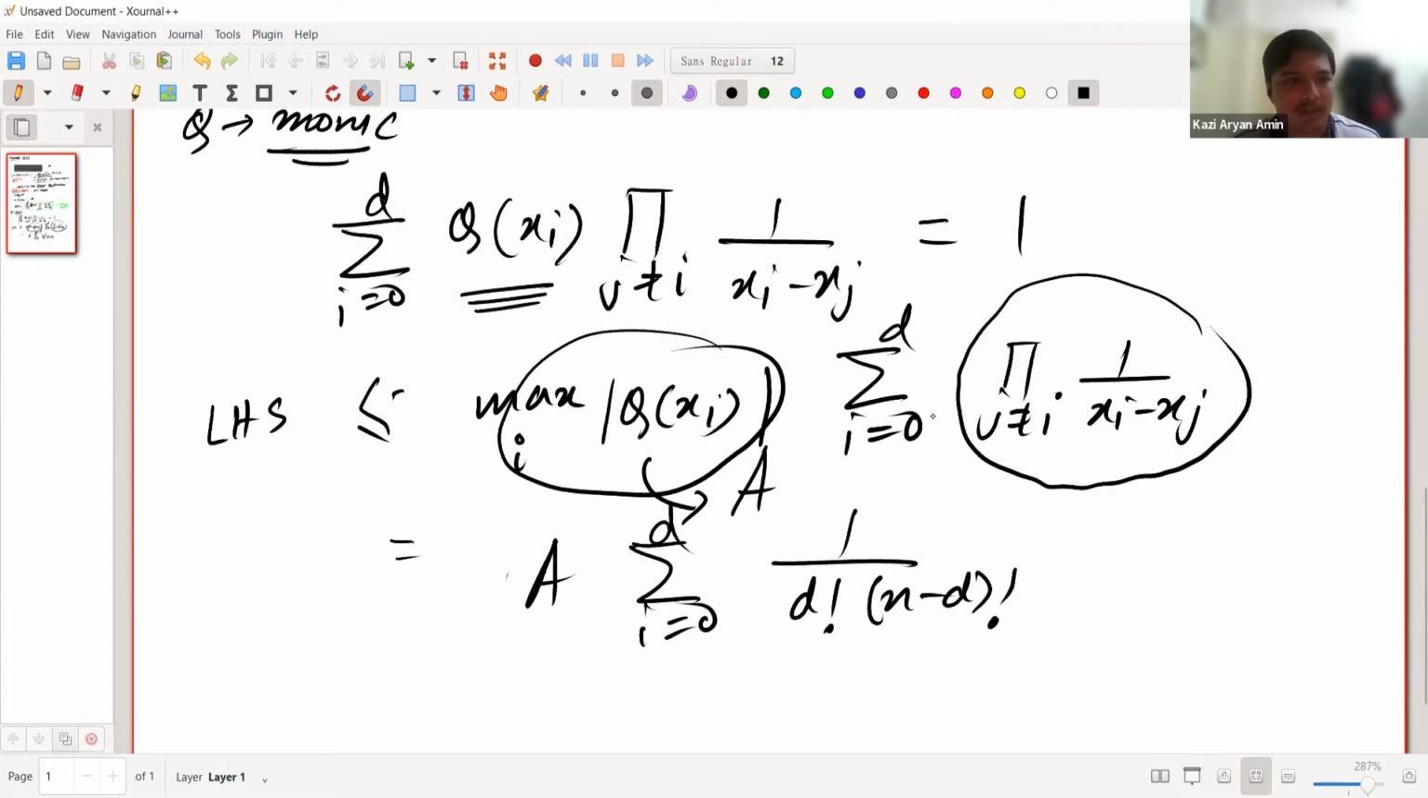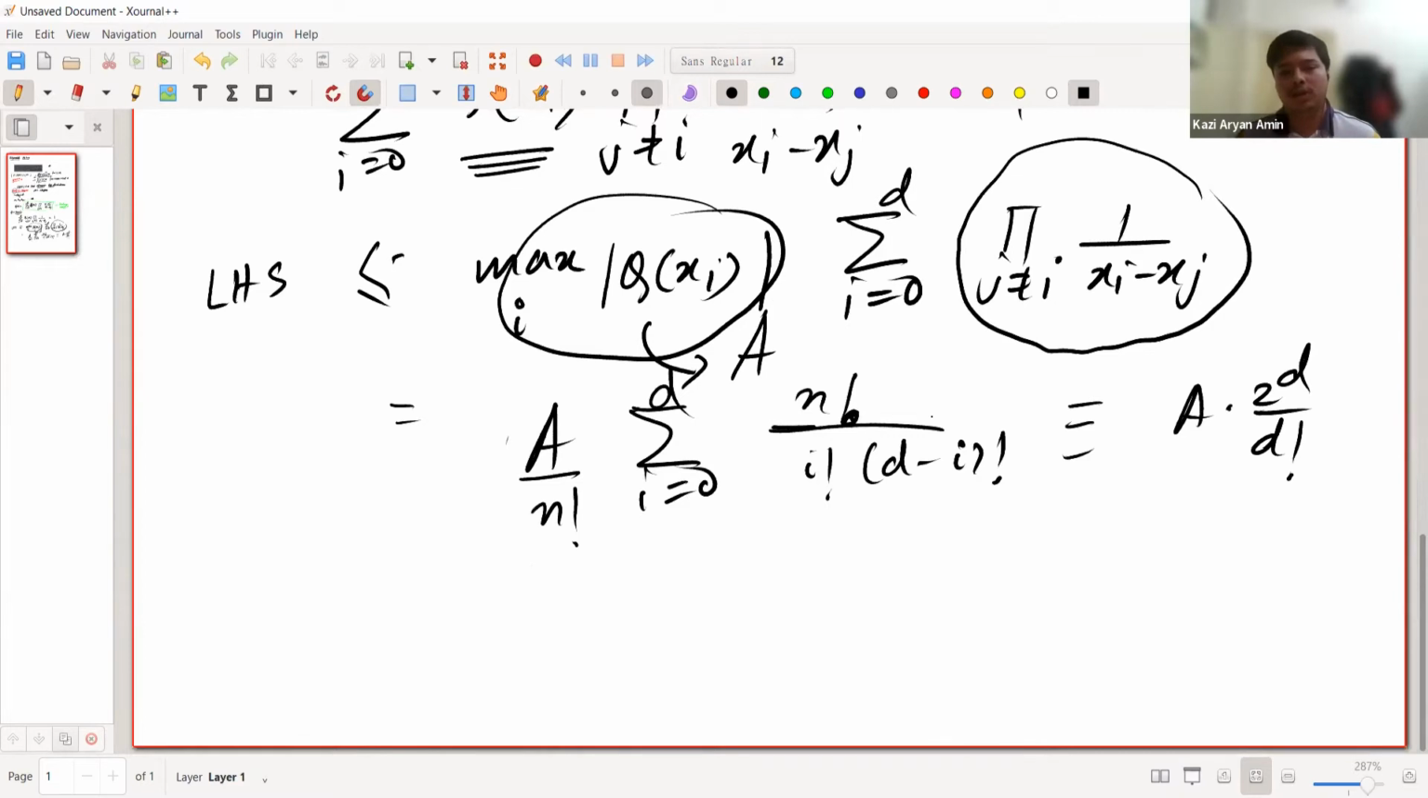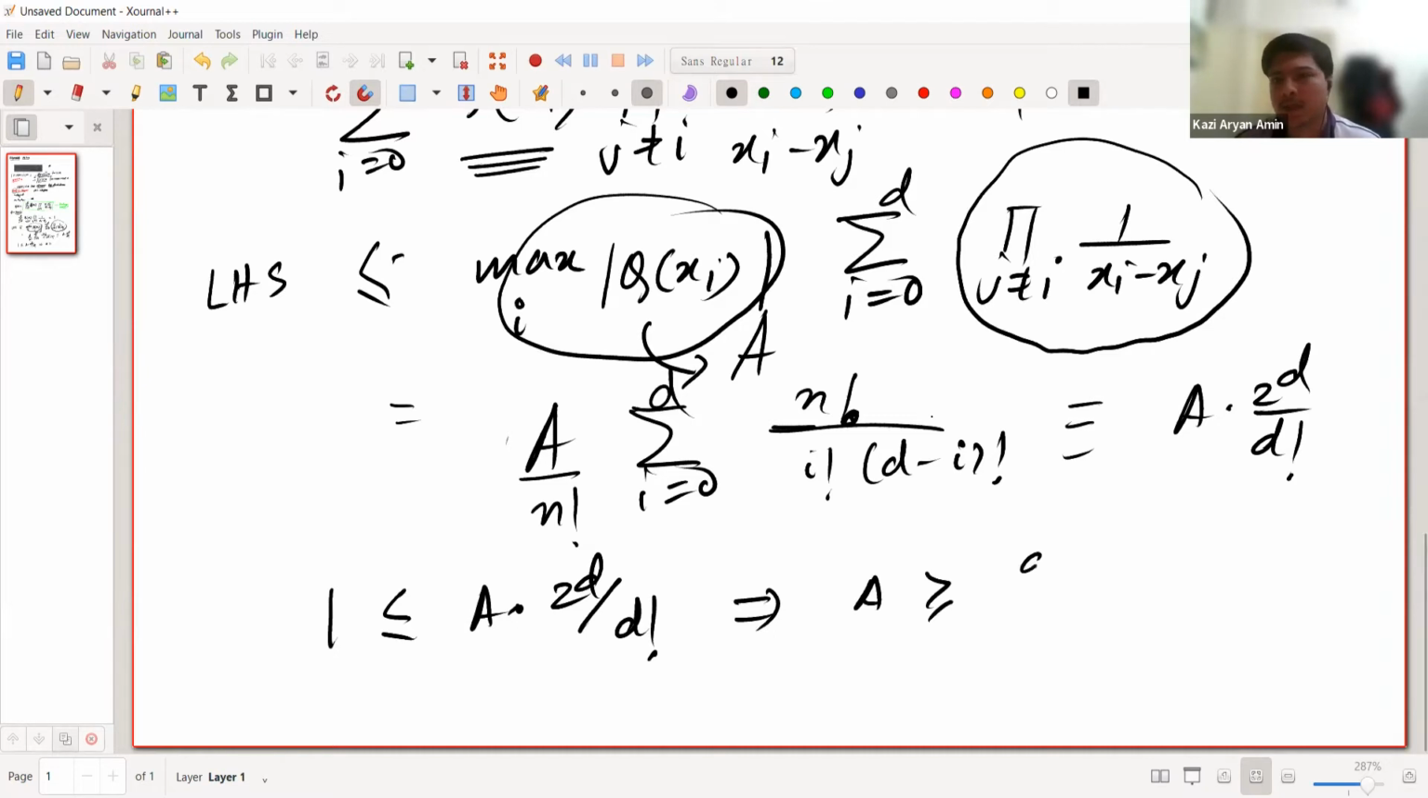Okay, I'm stupid. I switched to dn. Like i factorial times d minus i factorial, right? Why write it like this is because when you take n factorial here and n factorial here, this becomes n choose i. So this becomes A times 2 to the d by d factorial, right? So now you know that 1 is at most A times 2 to the d by d factorial, or in other words, A is at least d factorial by 2 to the d.